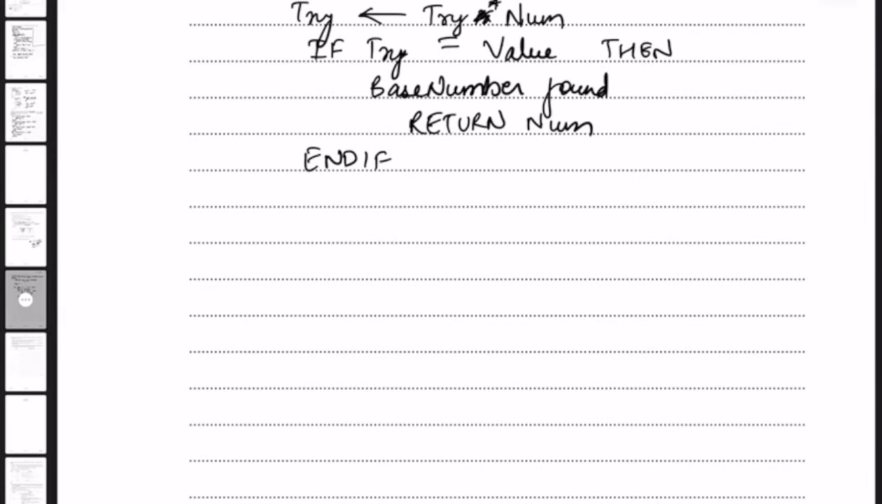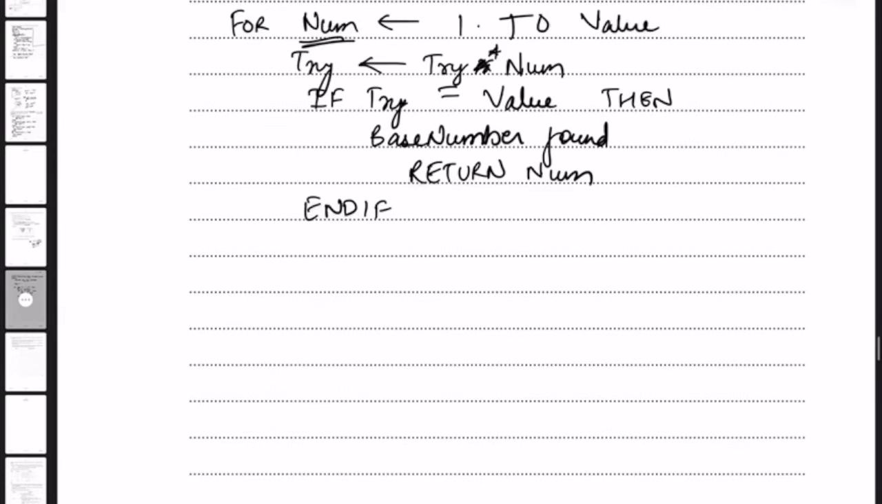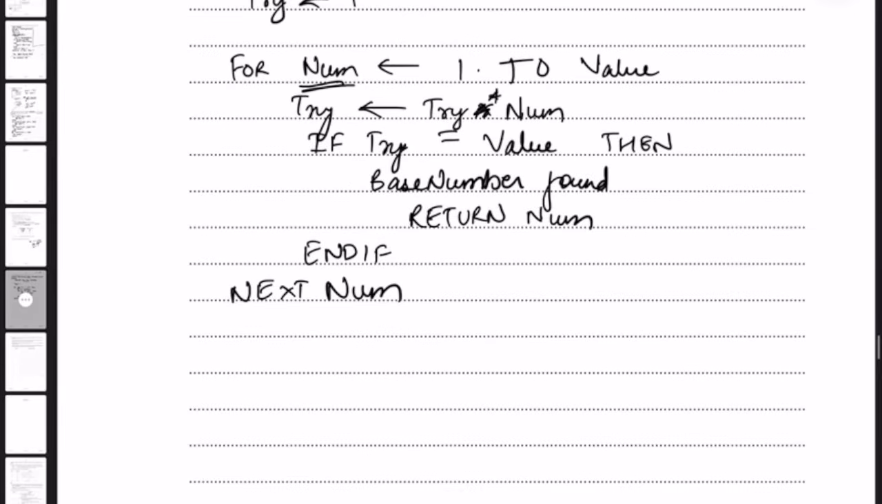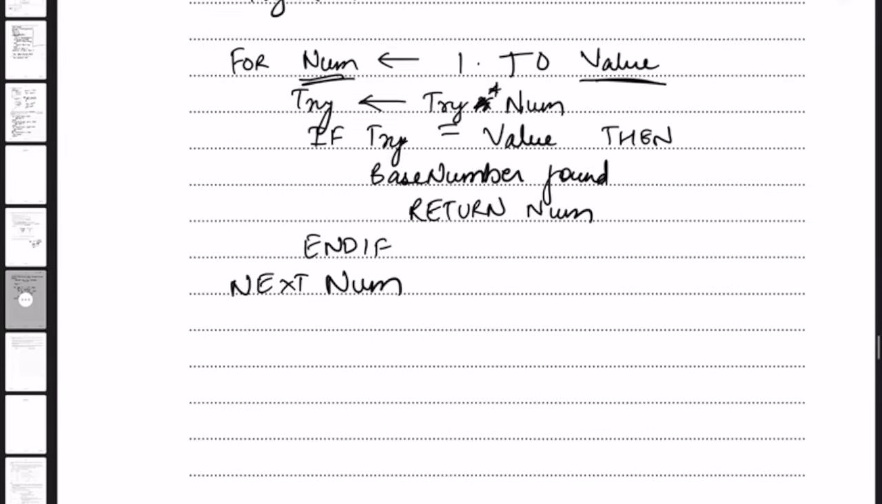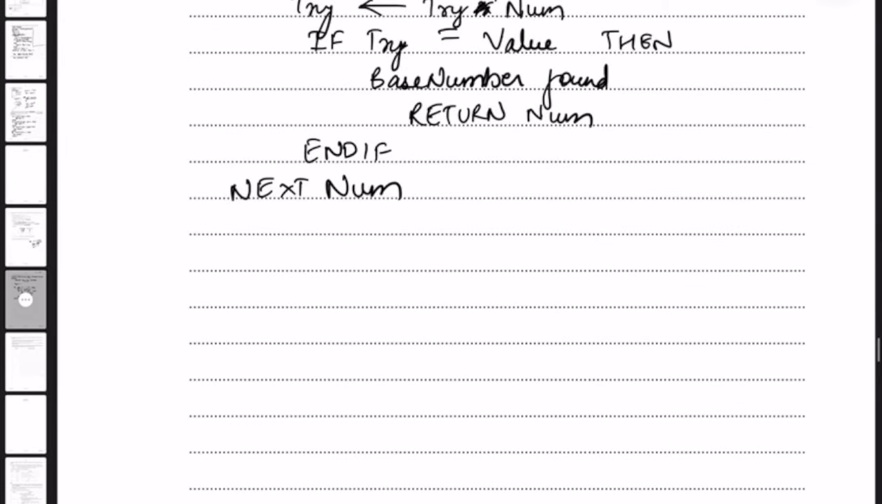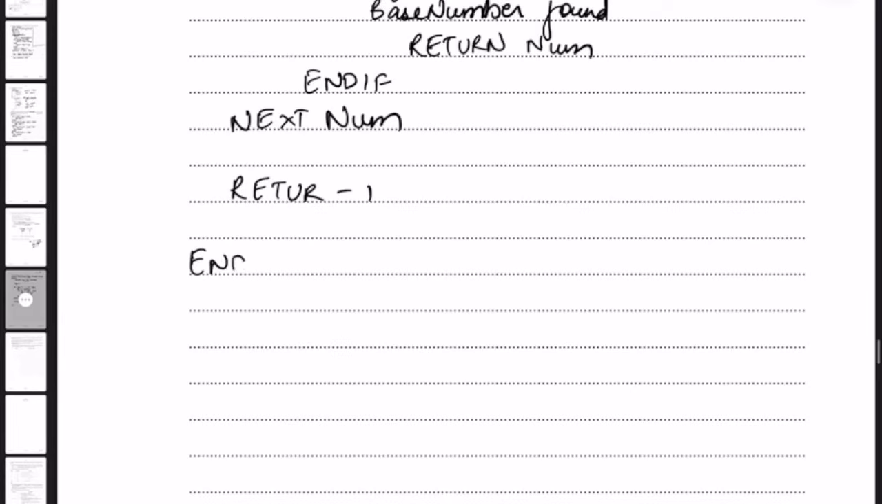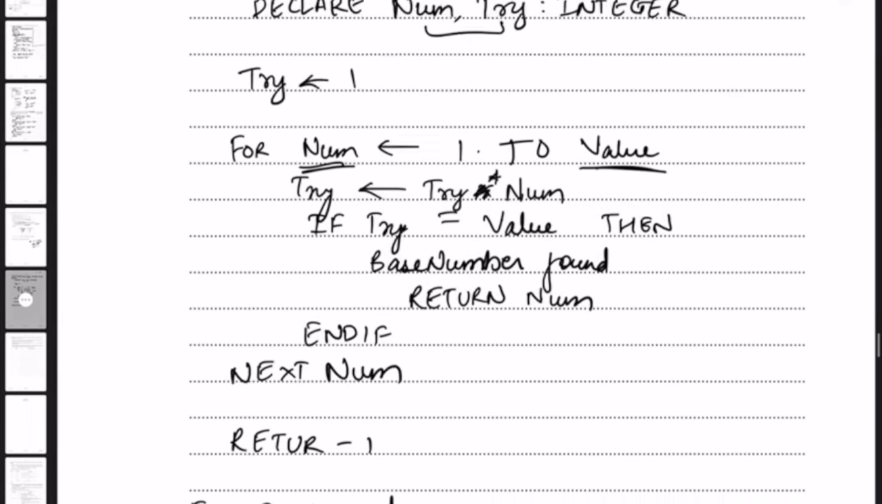And next, we can increment our number. If this doesn't happen till value, we can just return -1 and we end function. This is the final pseudocode.